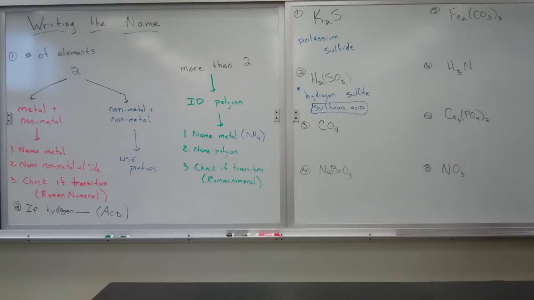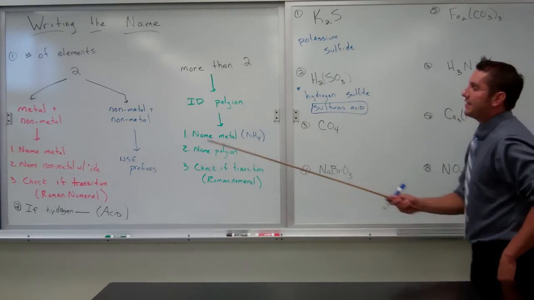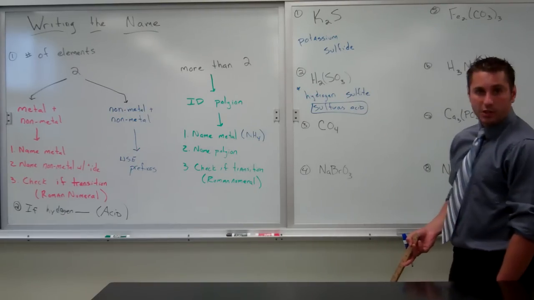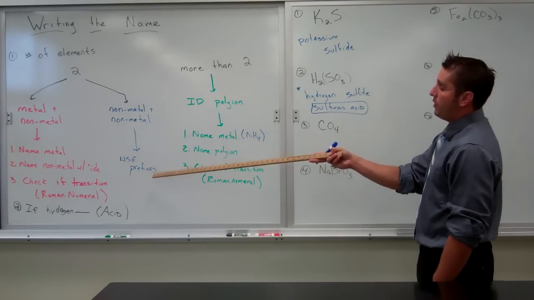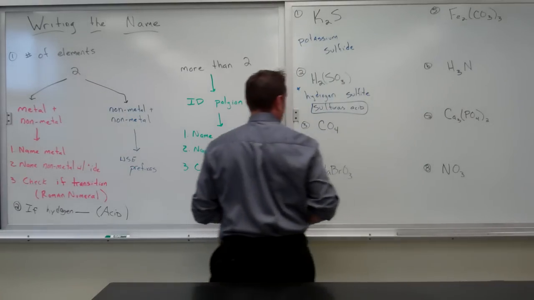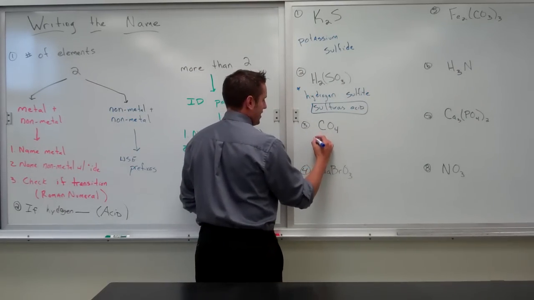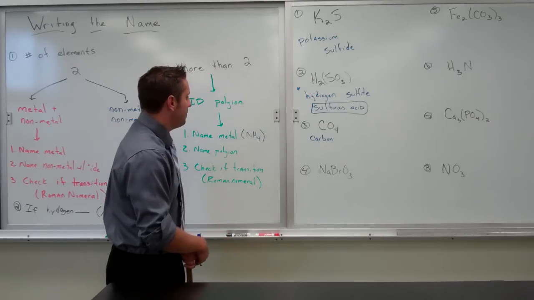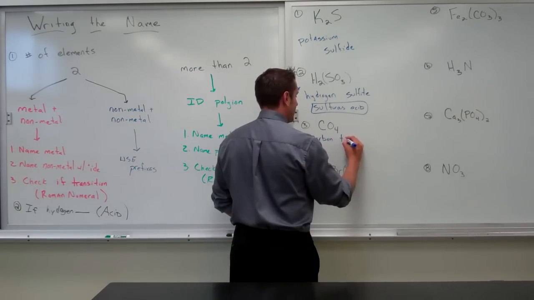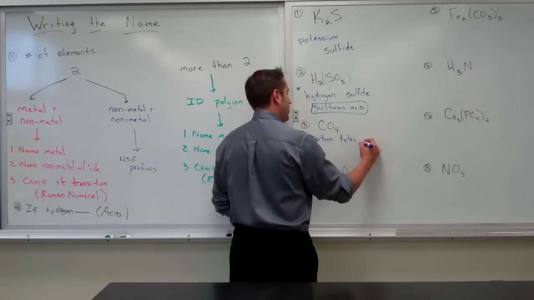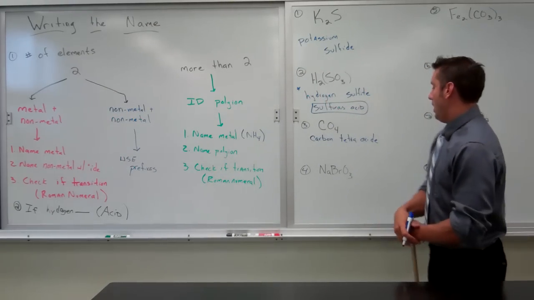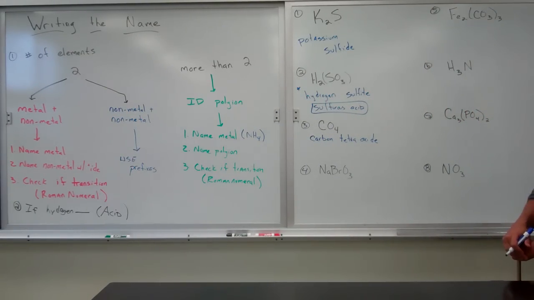Number 3, CO4, we're back to 2 elements. C is to the right of the staircase in group 14. O is in group 16, which means we have two non-metals. And this says use prefixes. If there's no subscript with C, that means the prefix is mono, and we never put mono on the first element. The prefix for 4 is tetra, and O is oxide. So carbon tetraoxide.